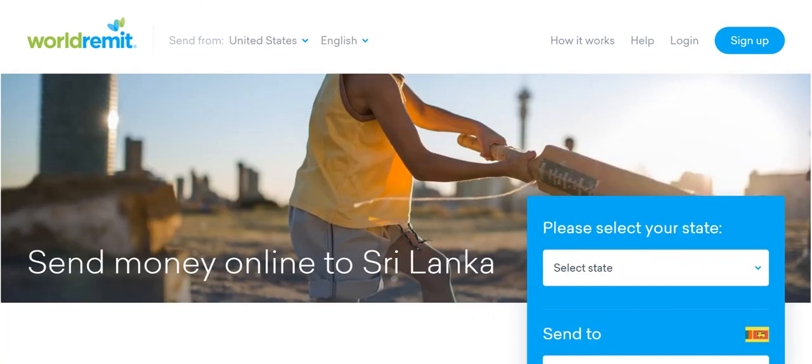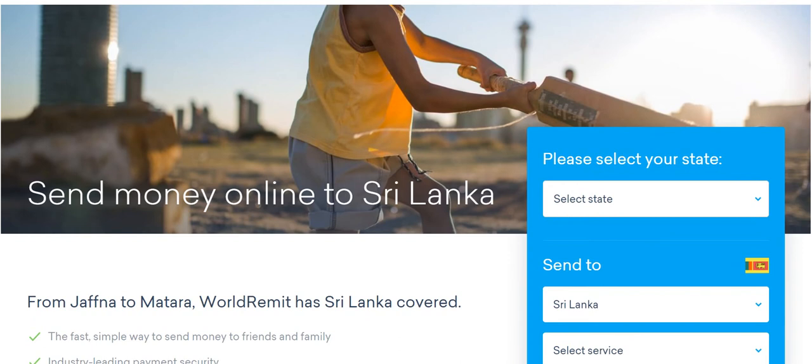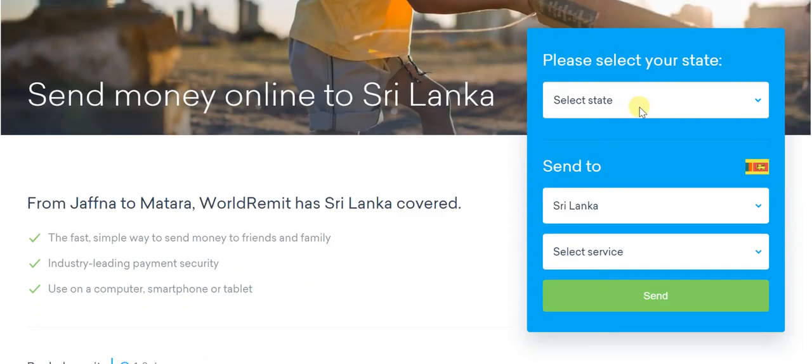Now, this is the page that appears in front of you. Send money online to Sri Lanka. There are various ways in which you can send money. But with that said, WorldRemit clearly has the whole of Sri Lanka very well covered. So whether it's Jaffna up north to Matara down south, WorldRemit has the whole of Sri Lanka covered. It's fast and it's simple to send money to friends and family back home in Sri Lanka with industry leading payment security. That is quintessential.